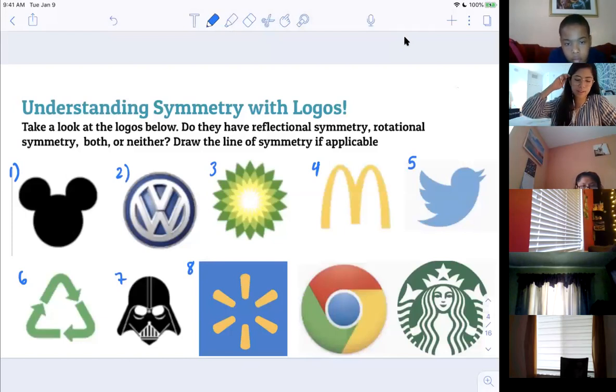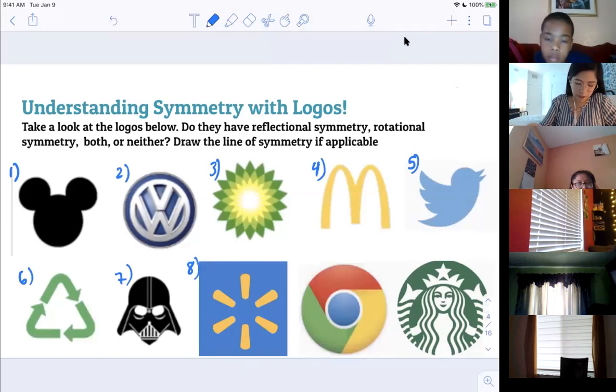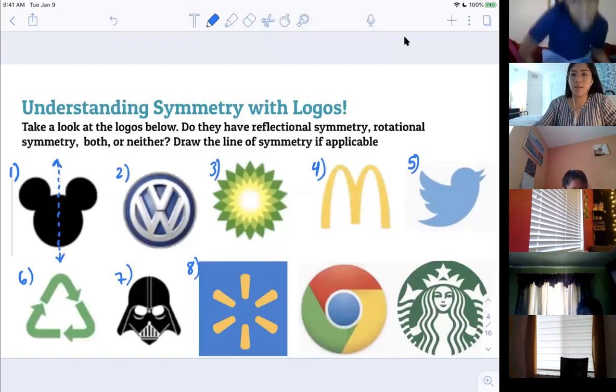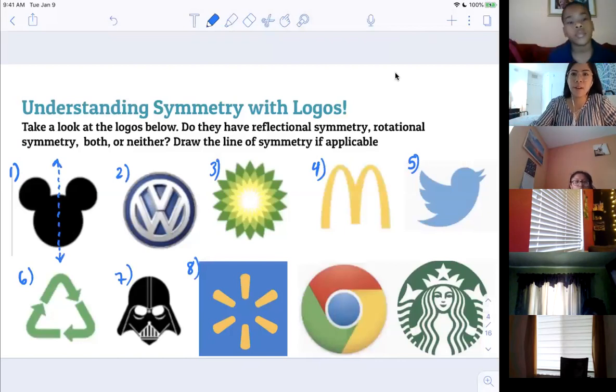Emily, I'll give you a couple seconds just to think again. All right, whenever you're ready, Emily, what type of symmetry does Mickey Mouse have? I think it has reflectional symmetry. Good, reflectional symmetry. And I'm gonna go ahead and draw the line of symmetry that cuts Mickey Mouse in half. If you turn Mickey Mouse, he's not gonna line up with himself unless you went all the way around. So he does not have rotational symmetry. Nice job, Emily.